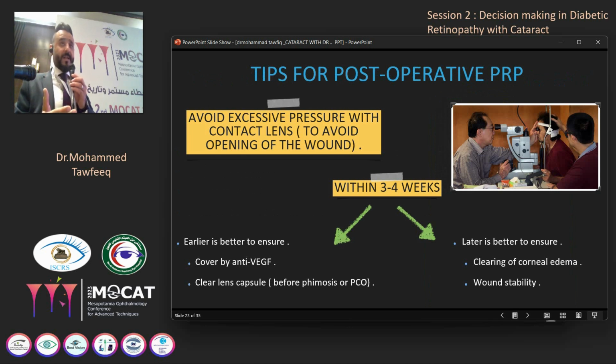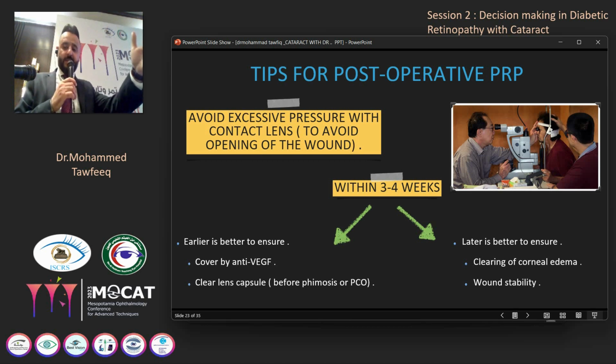For postoperative PRP يمتى نسوي البوست اوبراتيف؟ ورا اسبوع ورا اسبوعين. ان هنا عندنا controversy بهاي الاشياء, but better within 3 to 4 weeks, لا earlier ولا later. ليش مو earlier؟ لانه انا عندي استفاد من الكفرج اوف ذا انتي فيجف, راح يكون مغطي لي الاريا during the 2 weeks after surgery, وبنفس الوقت I have a clear lens capsule, يعني still this time I ما عندي لا فايموسيس ولا البي سي او.